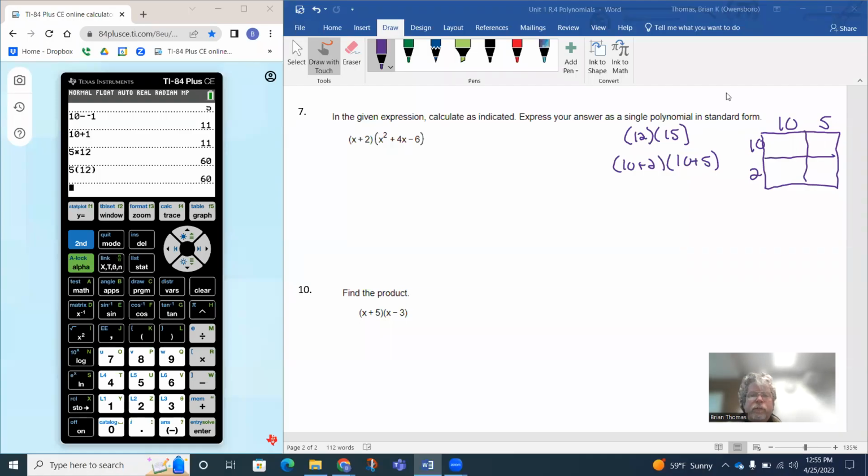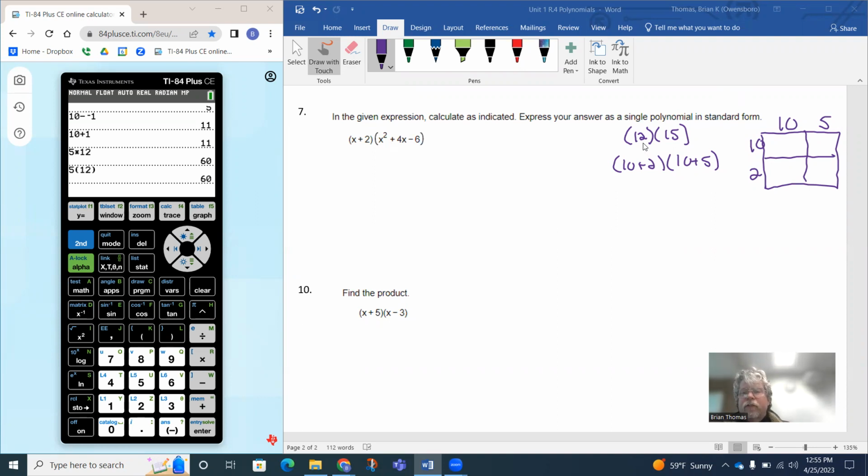So question 7, in this given expression calculated as indicated, express your answer as a single polynomial in standard form. So now let's calculate again. We have this binomial times this trinomial. So again, we're multiplying these two things together.